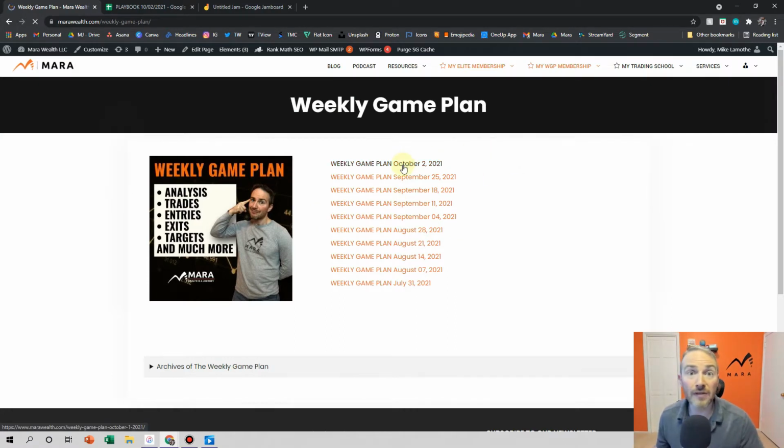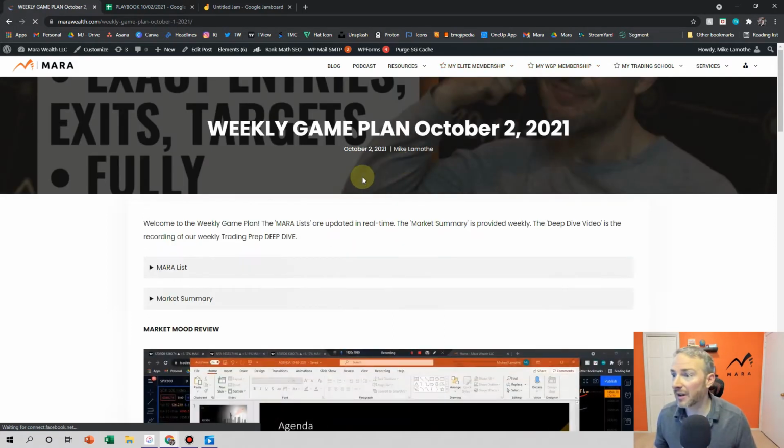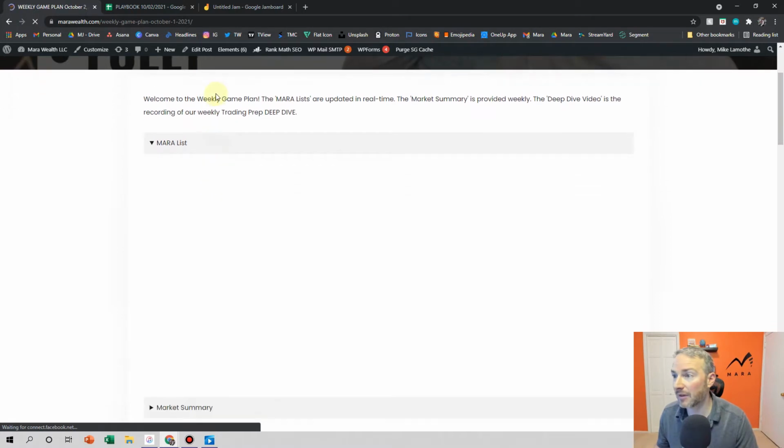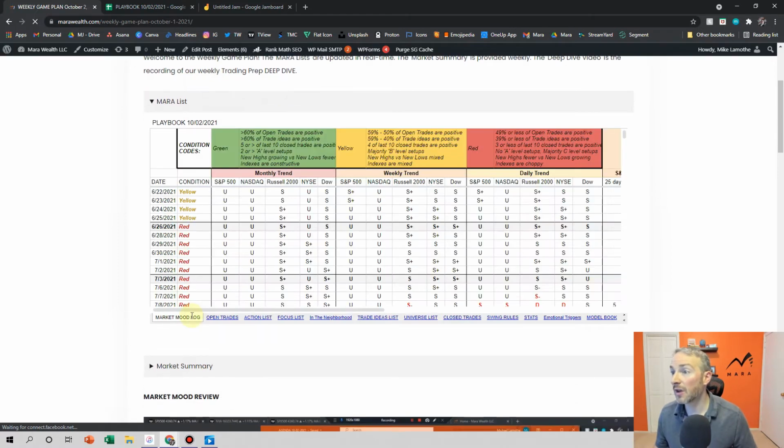When you click on the most recent game plan, and again, this is in chronological order, you click on the one that you want to access, and then there's two other tabs right here, two different accordions. The first one is the Mara lists, and this is going to populate a spreadsheet that includes the log of the market mood, my open trades, action list, focus list, and in the neighborhood list, I'll explain what each of these are in a moment. Trade ideas, universe lists, closed trades, rules that I'm following, my stats, and all these different things down here.